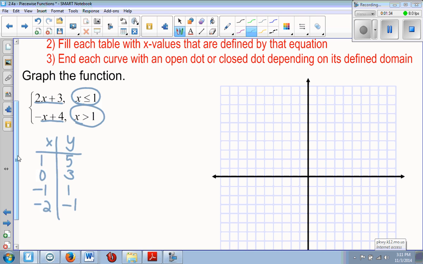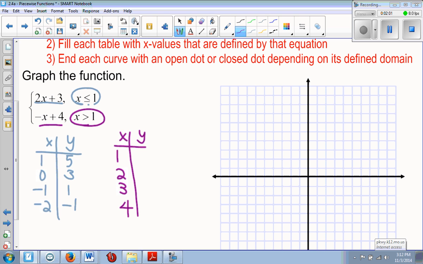Now, when I make the table for my second graph, I'm going to make it in a different color. We're going to use values from 1 and bigger. Now, here's the deal. Even though 1 is not included in the domain, it's a boundary number. So we are going to plot that value of 1, and we're going to go up from there. And I'm going to do 2, 3, and 4. And again, 3 or 4 points is enough.